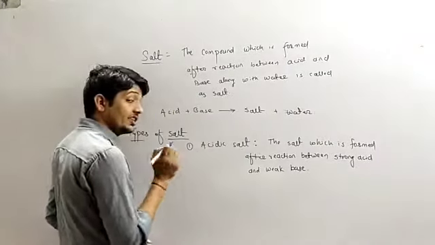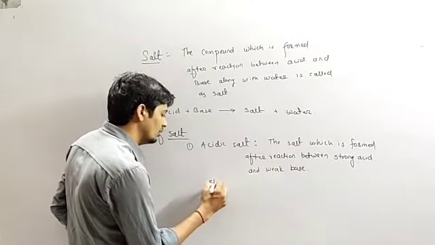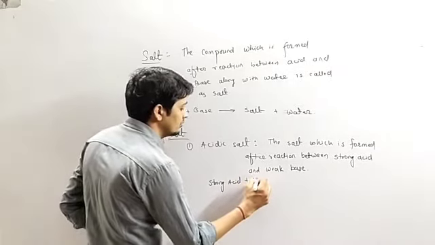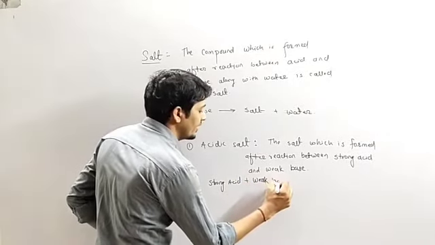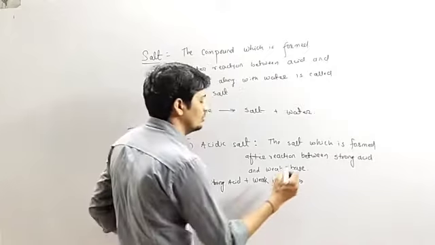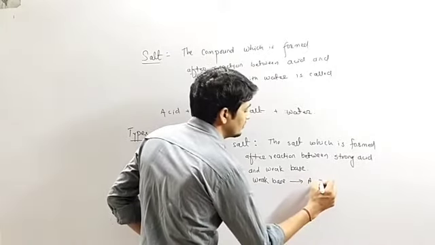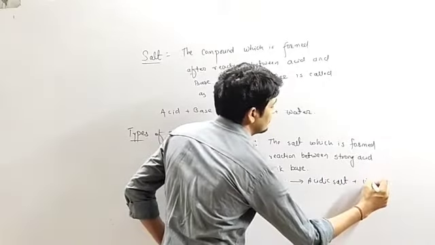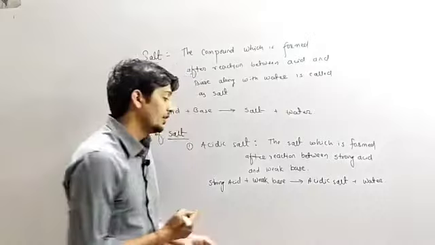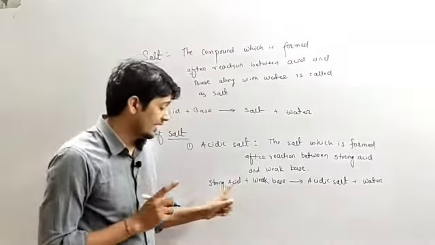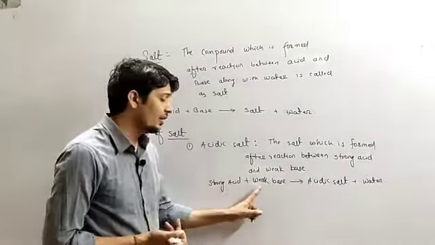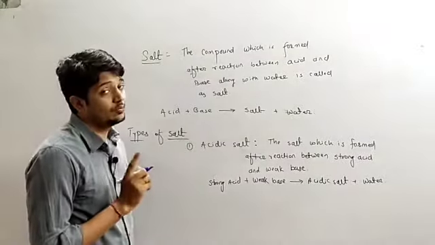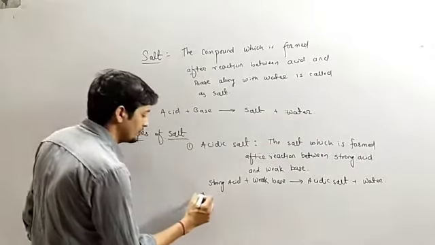Okay, so we have to write the general reaction as strong acid plus weak base equals to acidic salt and water. Okay, so acidic salt कैसे फॉर्म होंगे? जब स्ट्रॉन्ग एसिड रिएक्ट करेगा वीक बेस से तब. ओके, सो दिस इज द फर्स्ट टाइप ऑफ सॉल्ट. Now, second type.